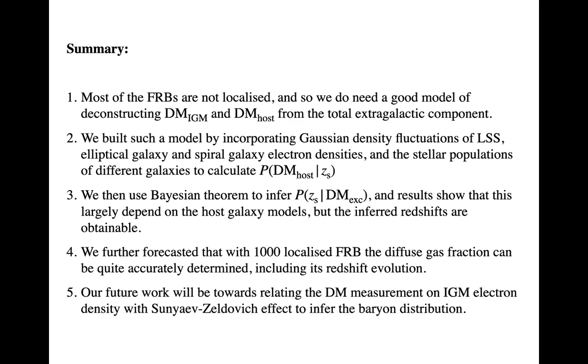So if we have any ancillary information of the host galaxy, we can plug that information into this model, and therefore we should be able to give a more precise computation of this term. Then we can use Bayes' theorem to infer the source galaxy redshift, given the extragalactic DM component. The results show that this largely depends on the host galaxy model, but the inferred redshifts are obtainable and relatively consistent across these different models.